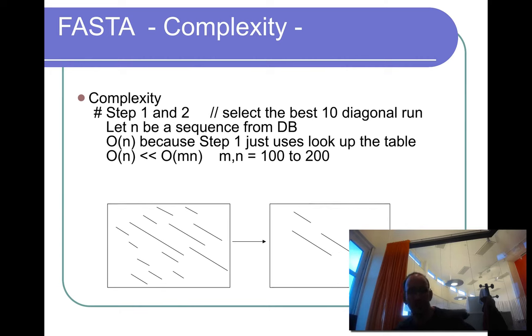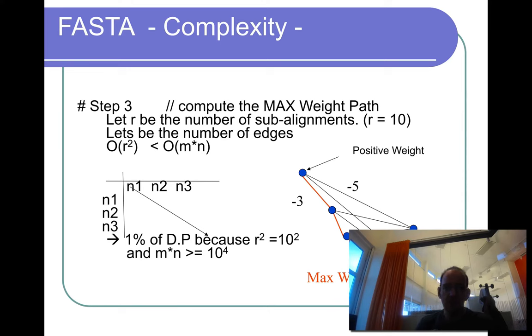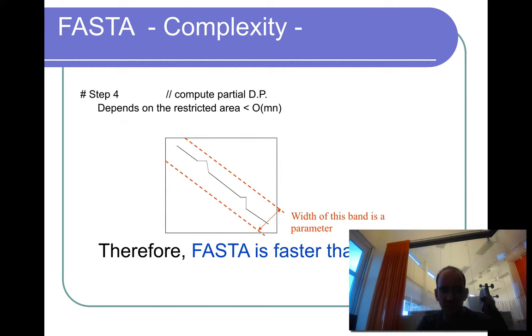As for the amount of time, the first step is just dependent on linear sequences, so the complexity is much lower. The third step takes a bit of time, but because there are only 10 alignments, it's maybe 10 squared, so it's much less than m times n. And of course, in the fourth step, it's the size of the diagonal area compared to the size of the whole thing. So that's why FASTA is much faster than dynamic programming.